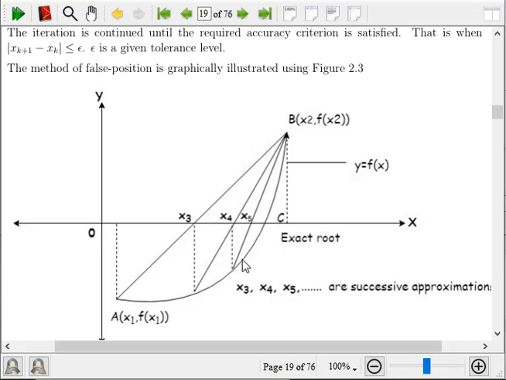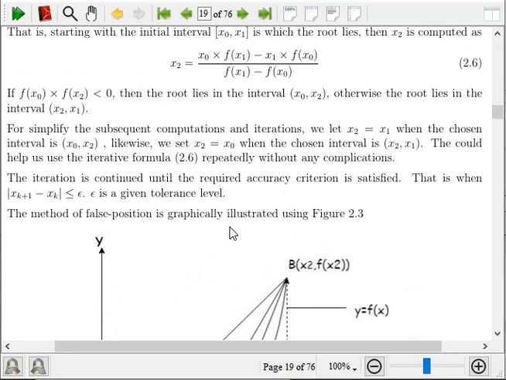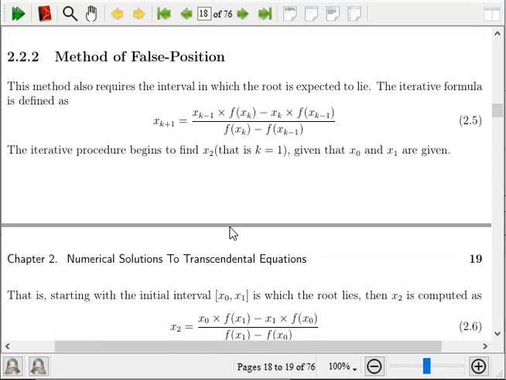We have explained that where the point crosses the x-axis is the root. So we were here, but based on the false position, we gradually keep going until the difference between two solutions is less than a given threshold value or a given tolerance level. So that is a graphical representation of the method of false position.